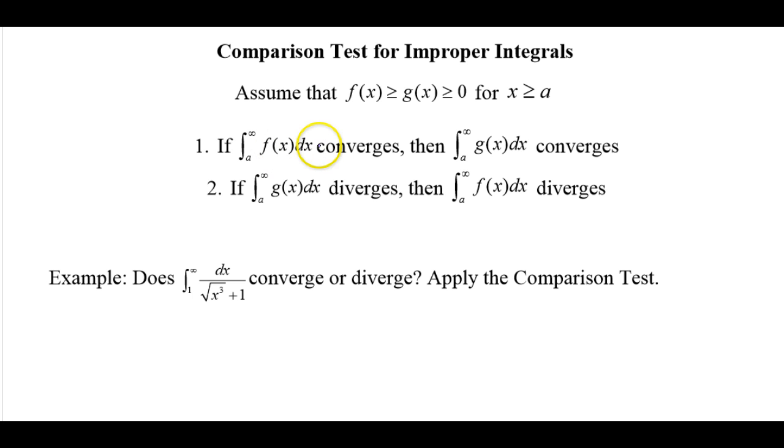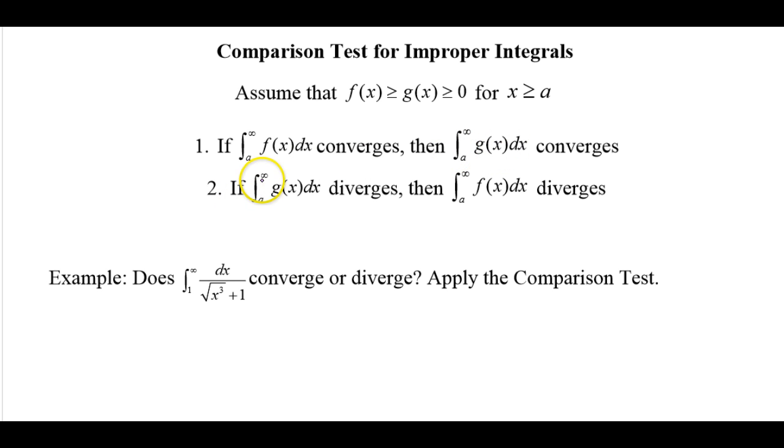The first part of the comparison test says that if the integral from a to infinity of f of x converges, so f of x is the function on top, the one above g of x, if the one on top with more area underneath it converges, then the integral from a to infinity of g of x dx must also converge, because g of x is below f of x. So if the bigger one converges, then the smaller one has to.